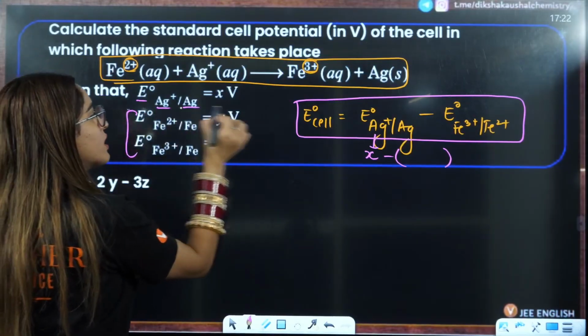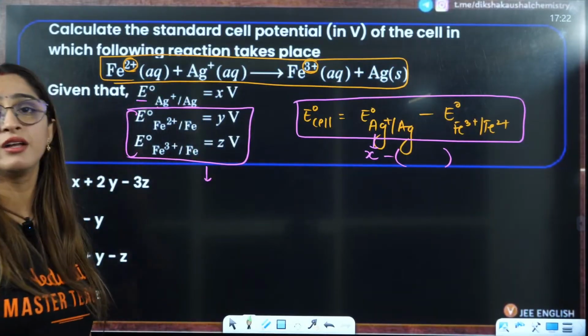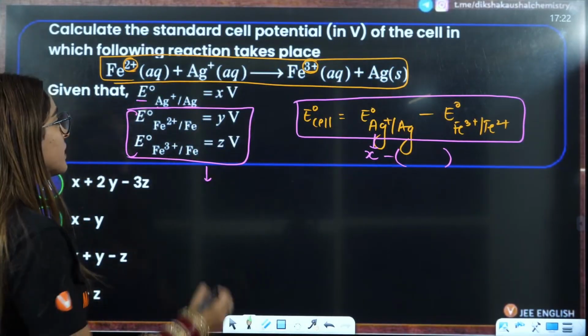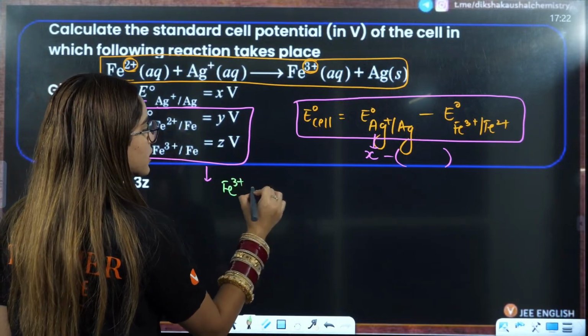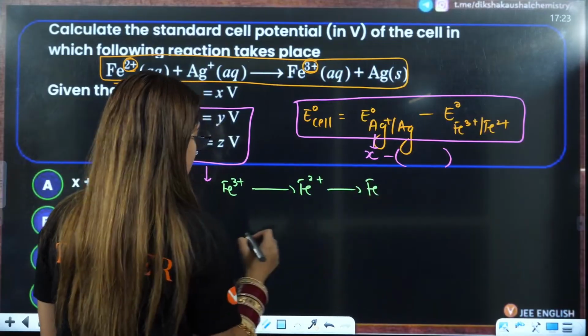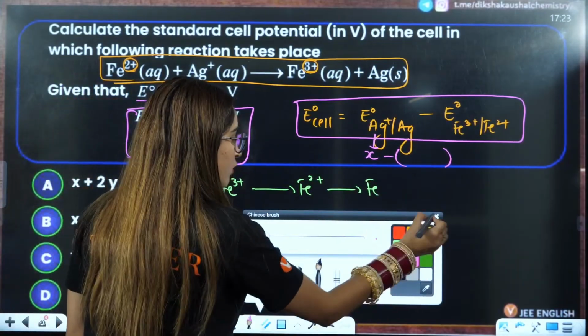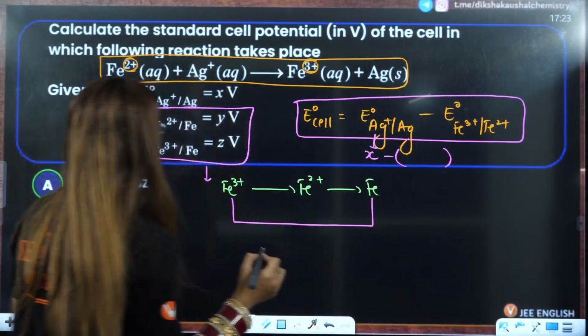For this, two things are given to you. Here you will use the conservation of delta G formula. If I go from Fe3+ to Fe2+, and then from Fe2+ to Fe, now they are asking you directly from Fe3+ to Fe2+. Wait a minute.